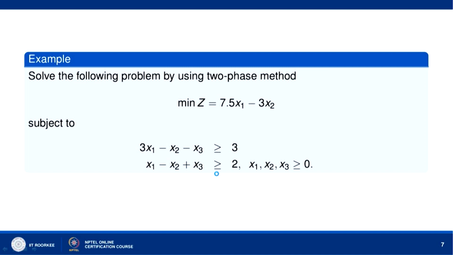So, we have the problem: minimize z equal to 7.5 x1 minus 3 x2 subject to 3 x1 minus x2 minus x3 greater than or equal to 3, x1 minus x2 plus x3 greater than or equal to 2, and x1, x2, x3 greater than or equal to 0. So, let us see how we do this problem.